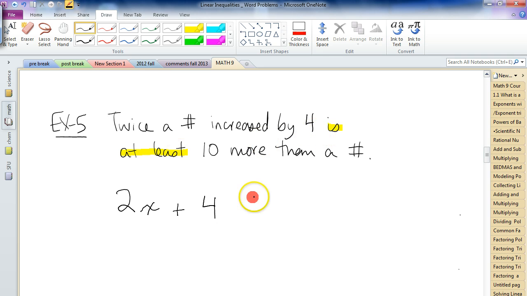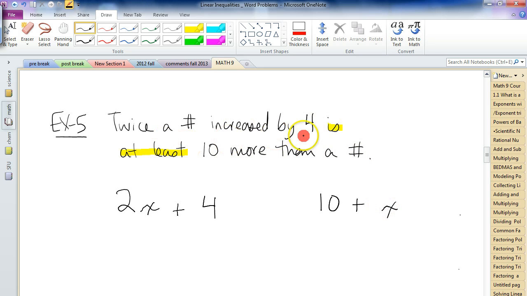And then let's leave some space here to figure out what sign we're going to put here later. 10 more than a number. That means on this side it's 10 more than, which means plus. The number is x that we're calling it. It's the same number. Twice the number increased by 4 is at least 10 more than that same number, x.